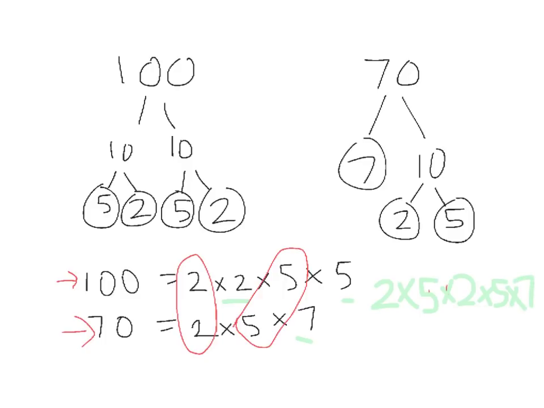So when I multiply all that, 2 times 5, that's 10, times 2, that's going to be 20, times 5, that's going to be 100, times 7, that's going to be 700. And that's going to be my least common multiple. That's the smallest number that both 70 and 100 go into. Because 100 times 7 is 700, and 70 times 10 is also 700.